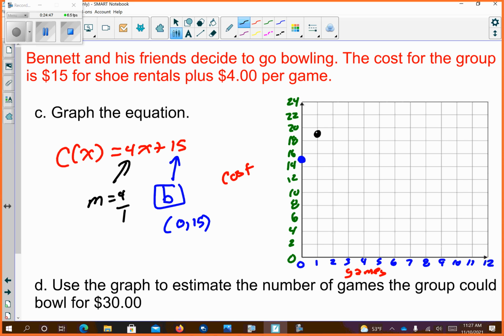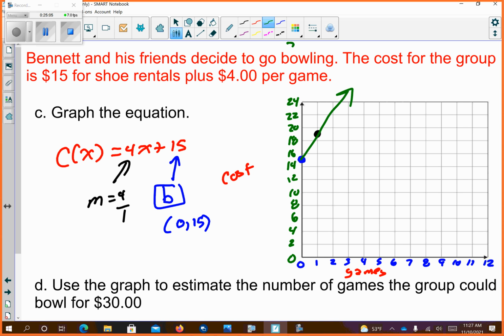Okay? And then if you draw in your line of best fit, it looks kind of like that. Okay? The more you bowl, the more you pay. That seems to make sense. And then use the graph to estimate the number of games you could bowl for $30.